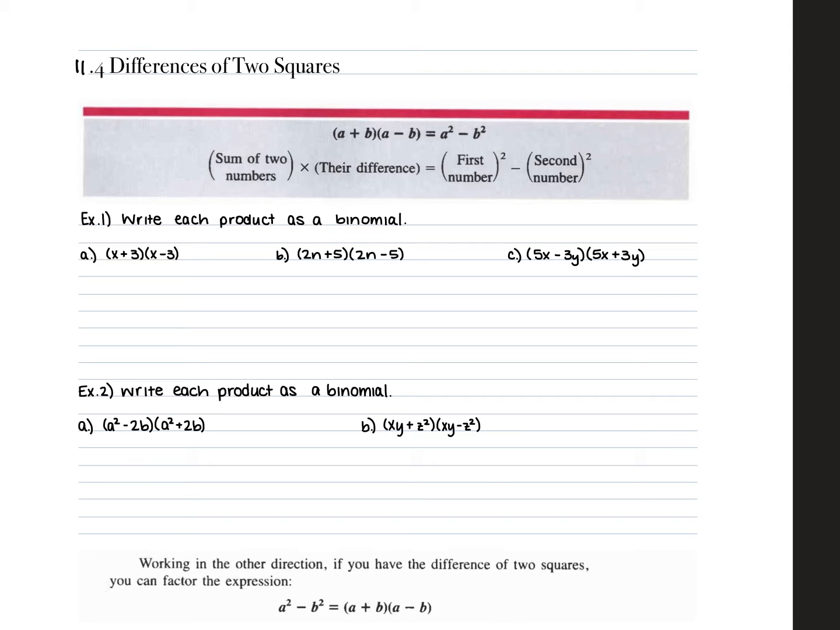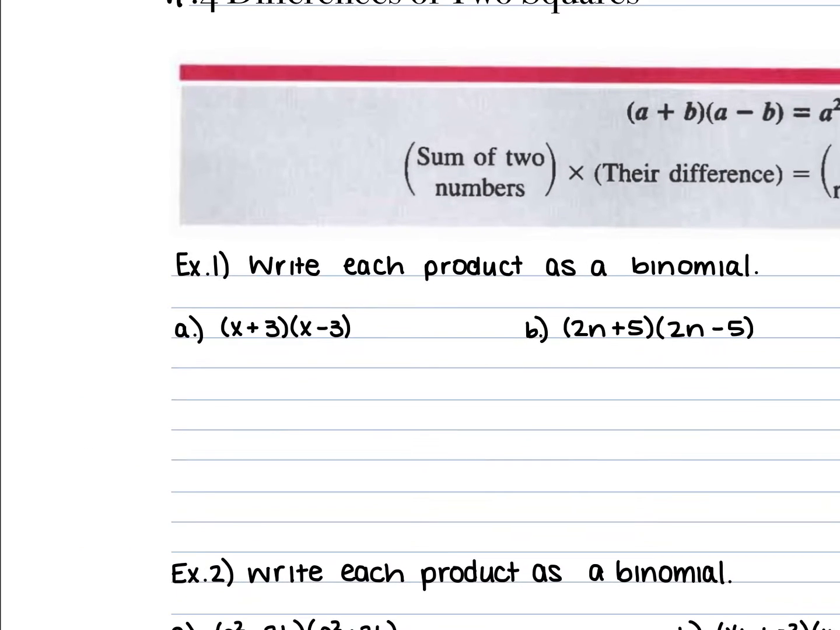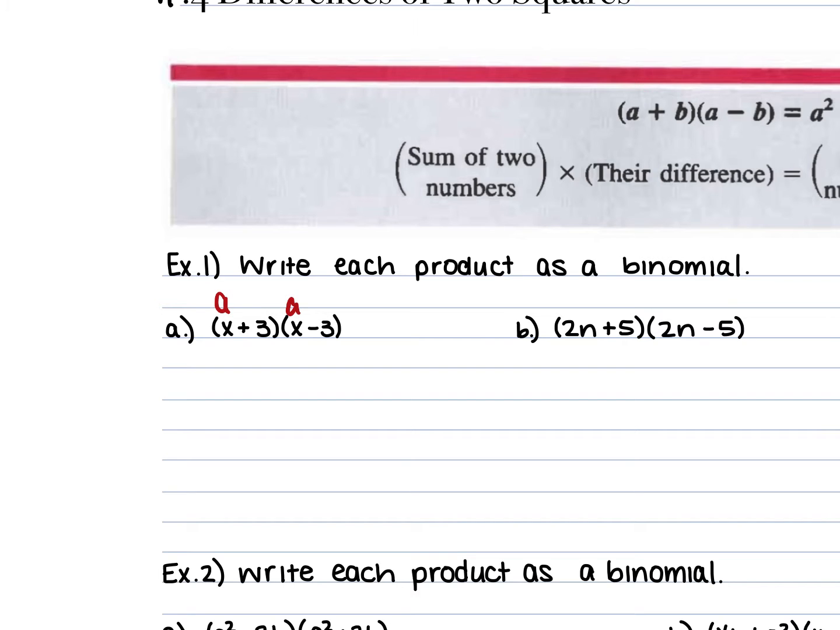For example A, we have x plus 3 times x minus 3. Your A is the x, your B is the 3. We're going to do A squared minus B squared in order to get these two binomials multiplied out. So your A, we said is x, you're going to square that, minus your B, which is 3, you're going to square that. Your x squared is x squared, your 3 squared is 9. The negative stays between them, so you just have x squared minus 9.